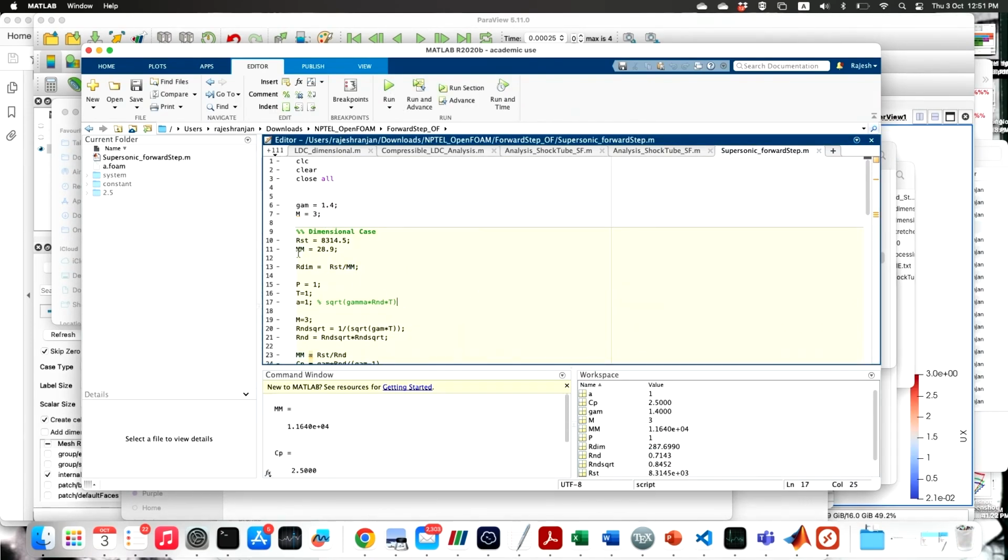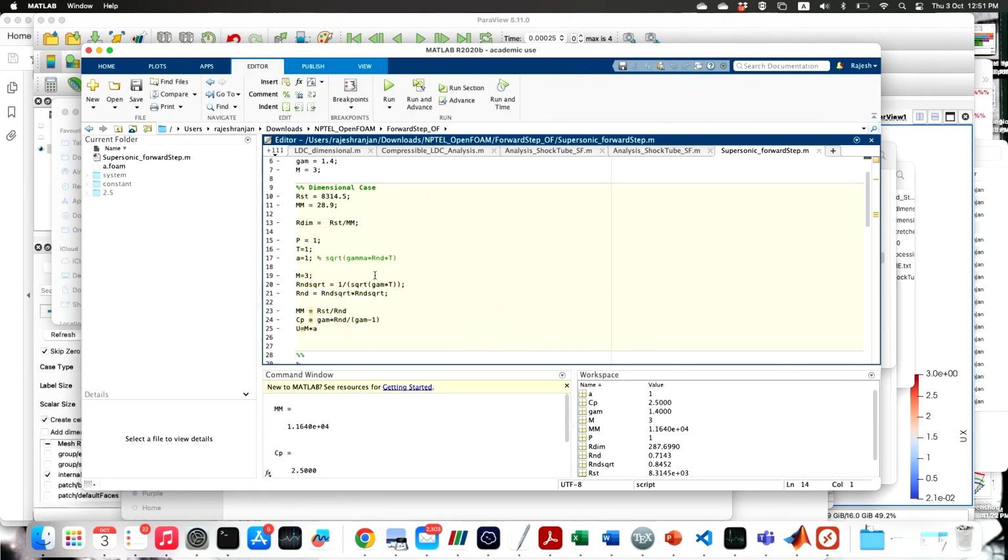Okay. So, I am not considering this molecular mass of 28.9. Rather, I am taking a pressure equal to 1, temperature equal to 1, and speed of sound equal to 1, and Mach equal to 3, right. So, you can find out what the value of R is. The temperature is given and gamma is given; gamma cannot change.